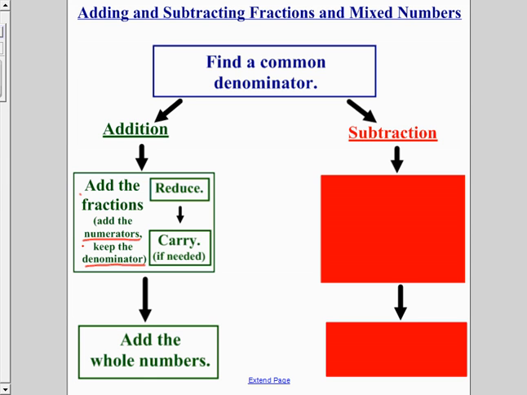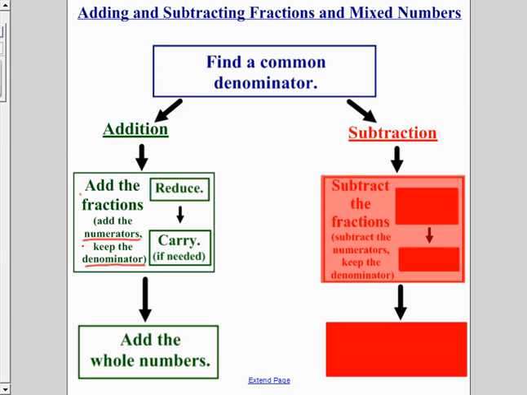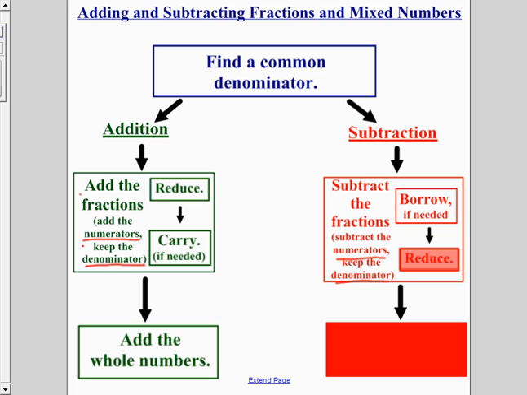If it's a subtraction problem, just like with whole numbers, we start on the right-hand side, which would be where the fractions are, so we need to subtract the fractions. Remember, when we're subtracting the fractions, we subtract the numerators and keep the denominator, just like what we saw in our models. And then sometimes with subtraction, as you know, you might have to borrow to even be able to do that, and we always reduce our fractions. And then once we're done with the fraction part of it, we go to the whole number part.